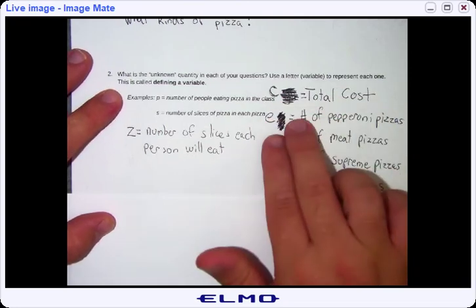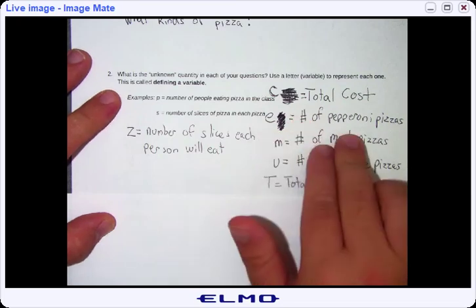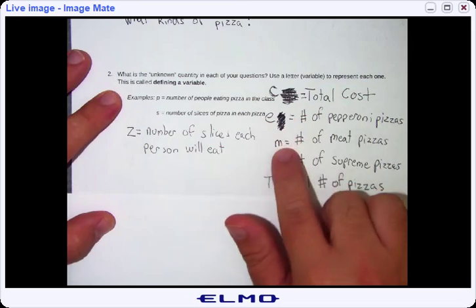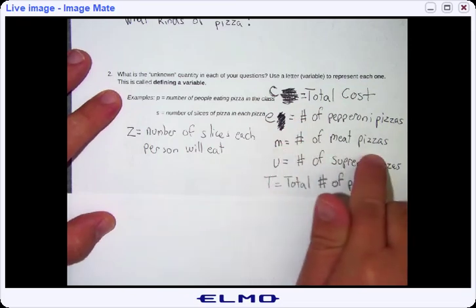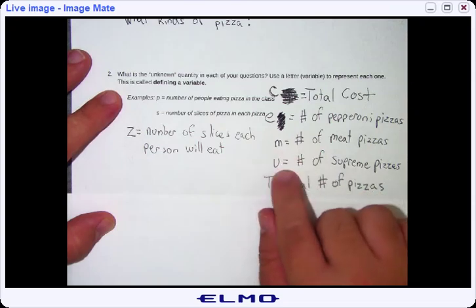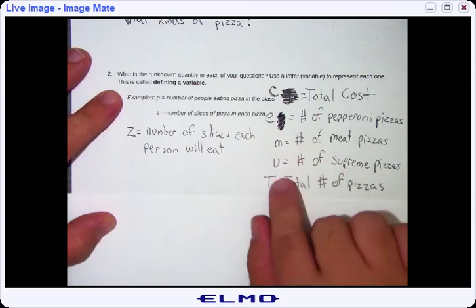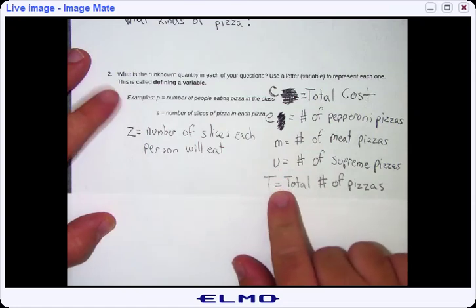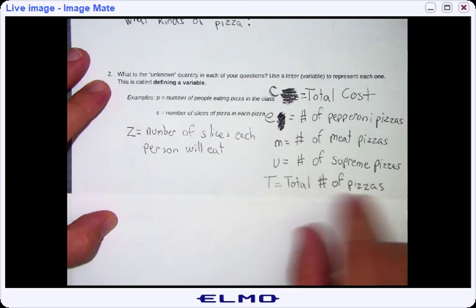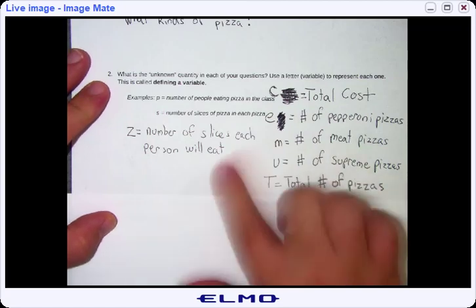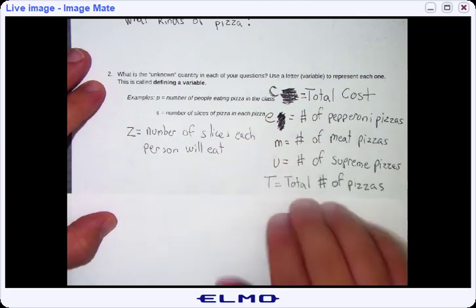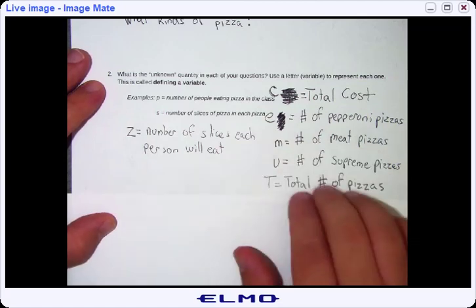We'll let E be the number of pepperoni pizzas, because we don't know how many pepperoni pizzas we're going to buy. We need M to be the number of meat pizzas. So anytime we talk about that, we're going to use M. We have U being the number of supreme pizzas, and then I also have another variable down here for T, and T is going to be the total number of pizzas. I made a lot here. We're going to use most of these throughout this document, but these are the main ones that we need.